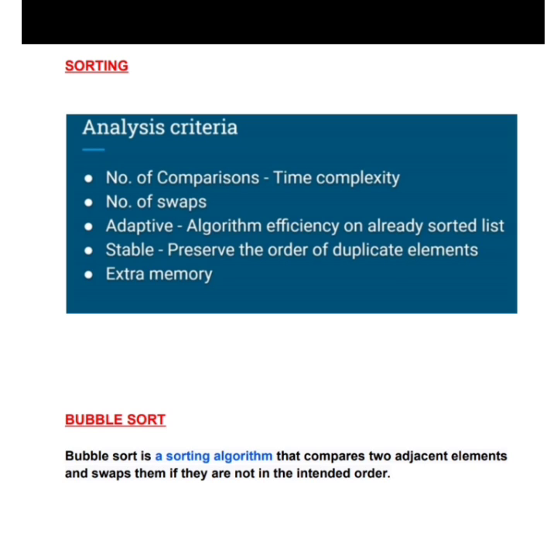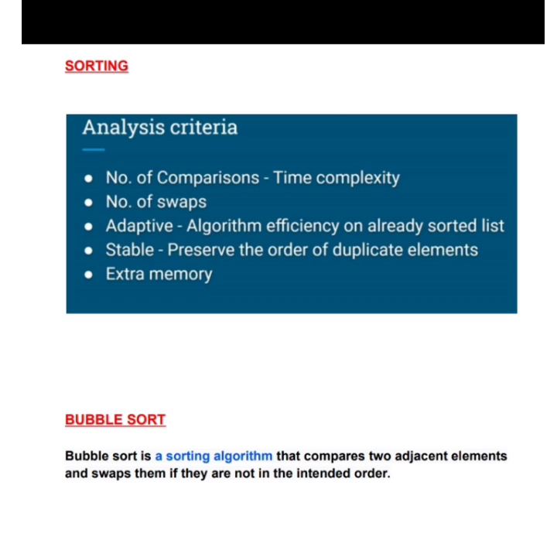Then stable. That is, if there are duplicate elements, for example 8 2 5 9 5, in this list 5 is a duplicate element, we have two 5s. By sorting, if the first 5 comes first and the second 5 comes second, it is stable. If the second 5 comes first and the first 5 comes second, it is not stable. That is an example of stable and unstable.